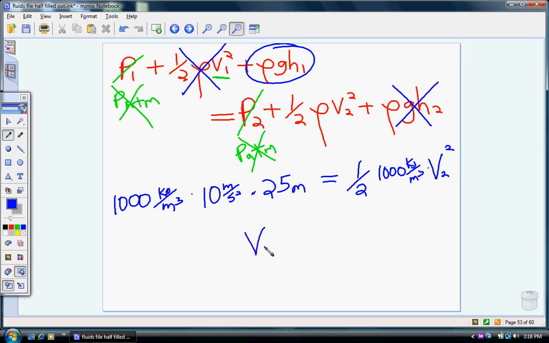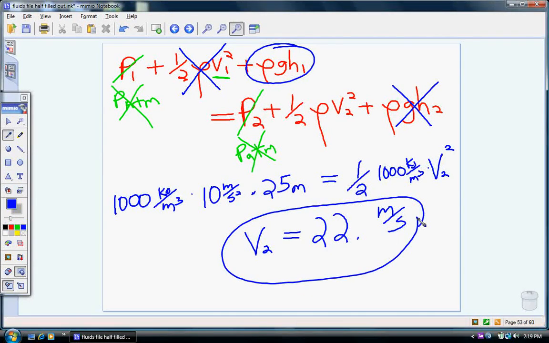And if you solve for the velocity of the water coming out of the faucet, you get roughly 22 meters per second. Now, they gave you the radius in the problem. Knowing that radius, you can find the cross-sectional area. And knowing the cross-sectional area, you can use the equation of continuity and find the volume flow rate where the water comes out. How many cubic meters per second?